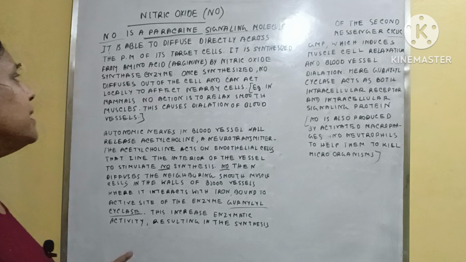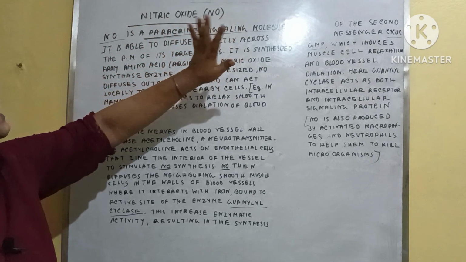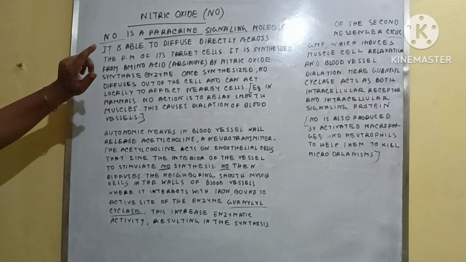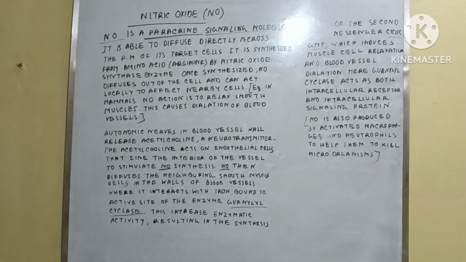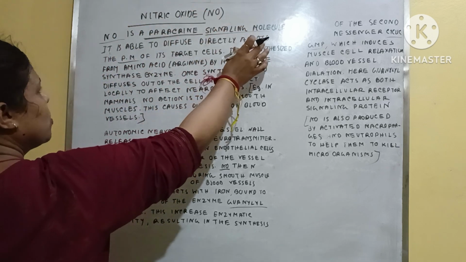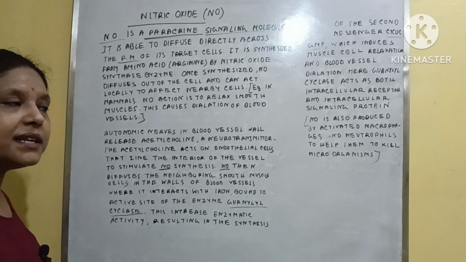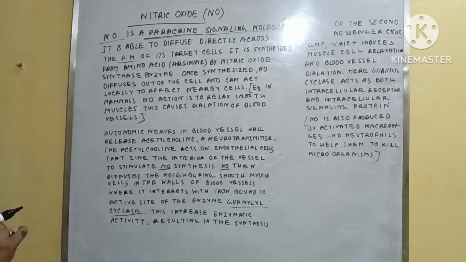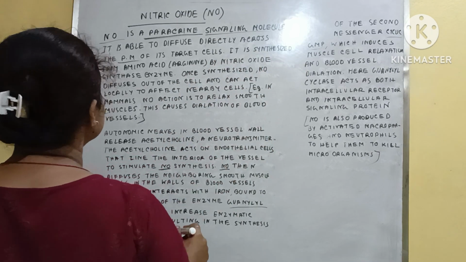So here the NO is what? This is the paracrine signaling molecule, and this is able to diffuse directly across the plasma membrane. PM is the short form of the plasma membrane of its target cells. So what it is saying is that it is secreted and diffuses directly across to the target cells, which are very closely related with the molecule's secretion area.